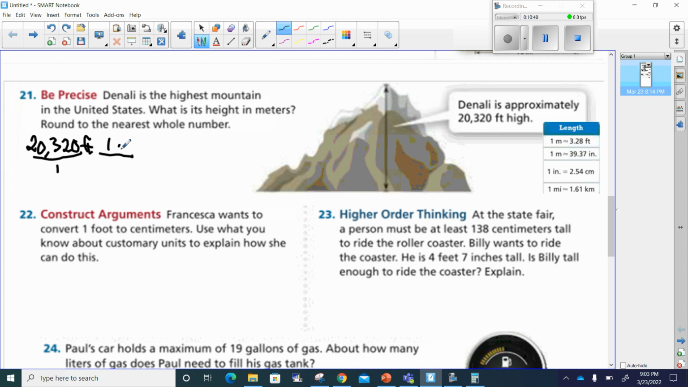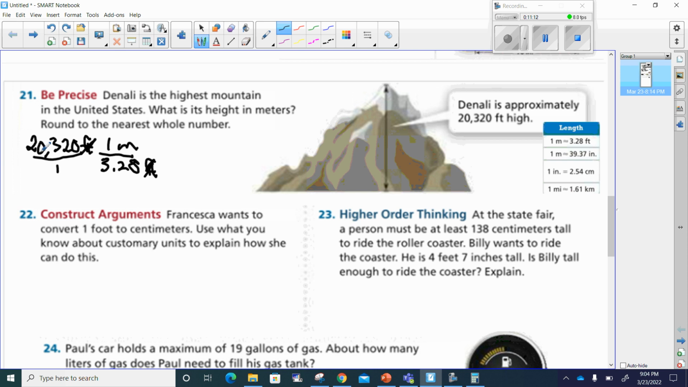1 meter is equal to 3.28 feet. Well, my feet are removed, right? I can get them off because there's one on top, one on the bottom.